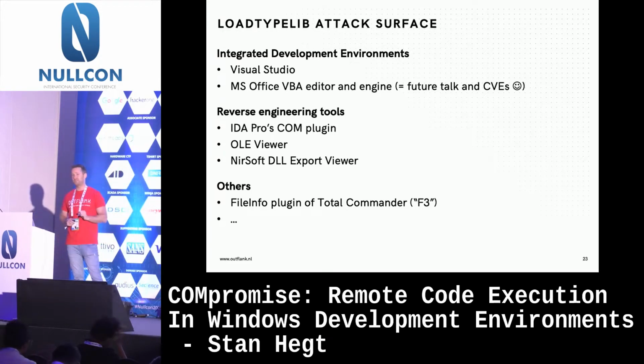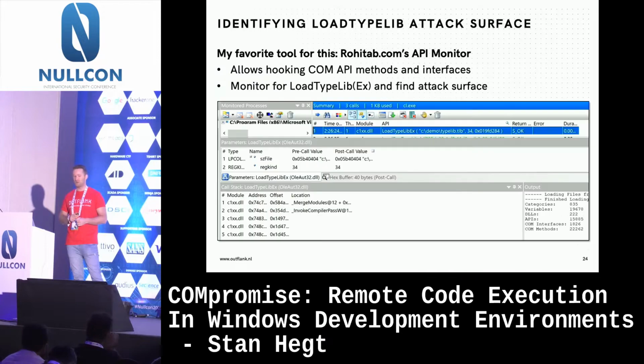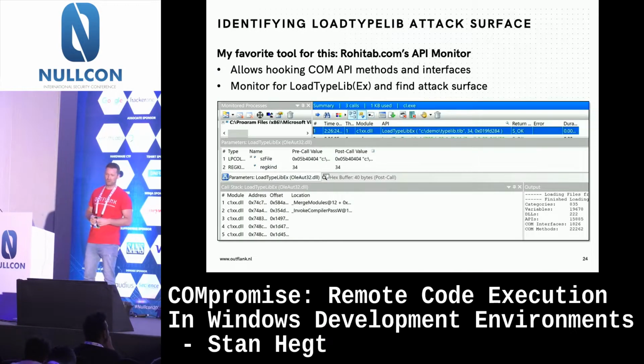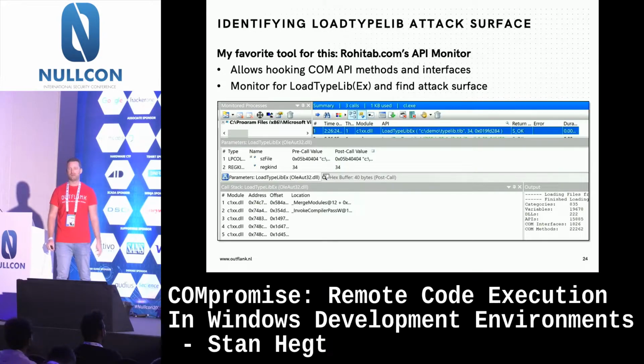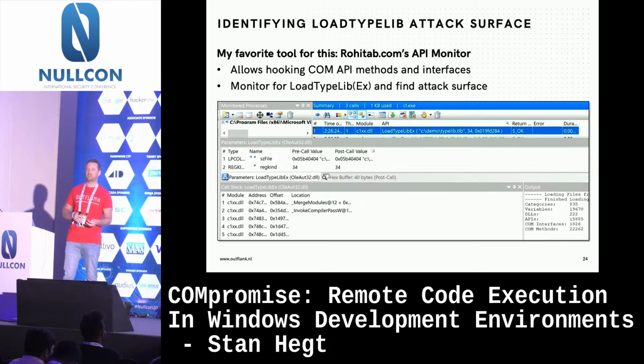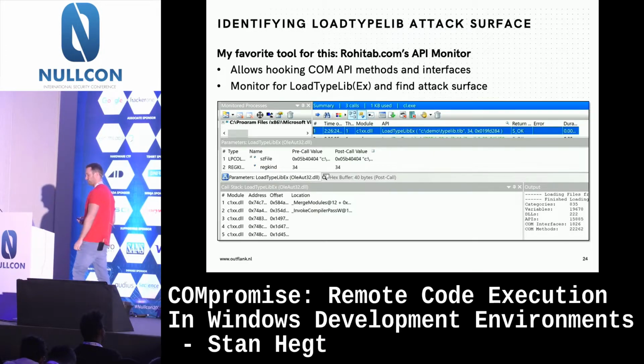How do you identify this attack surface? Of course, you can fire up WinDbg and place hooks on the right functions. But there's a tool which is really good at this, which is API Monitor. It's a free tool. And the good thing is that it allows you to hook on both COM API methods as well as interfaces provided. It's really, really easy. It can even automatically catch child processes, and you just use your computer, have it running for a couple of hours, and in the end, you just go to the tool and look back at what applications actually called LoadTypeLib in order to find this attack surface.